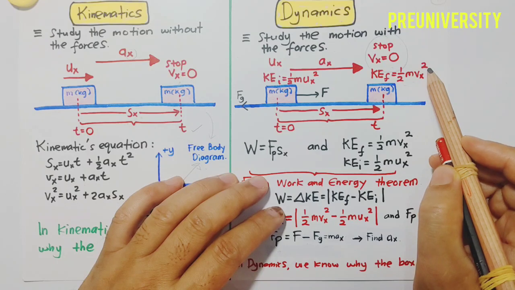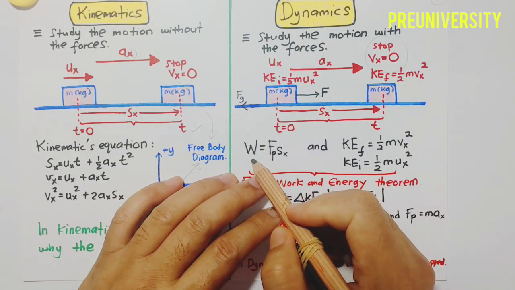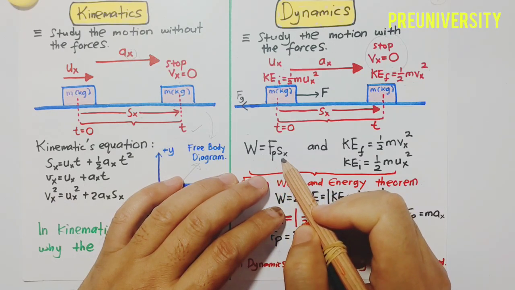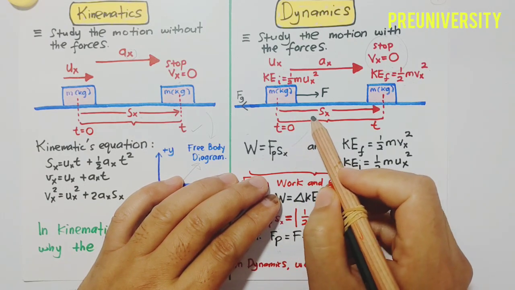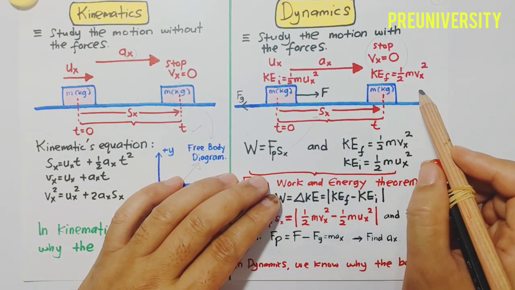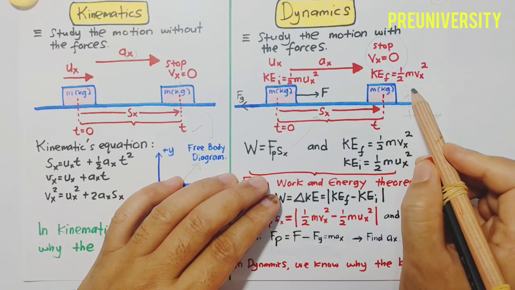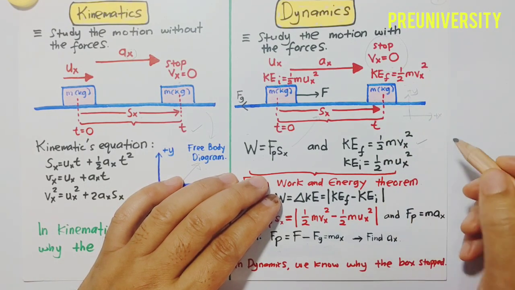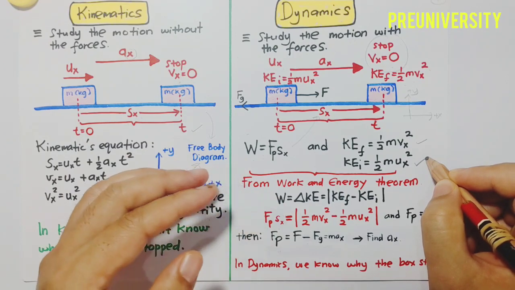Okay, and then we apply the work. Work is equal to the resultant force times the displacement sx, that means here in the x component. And then we have the final kinetic energy and the initial kinetic energy.